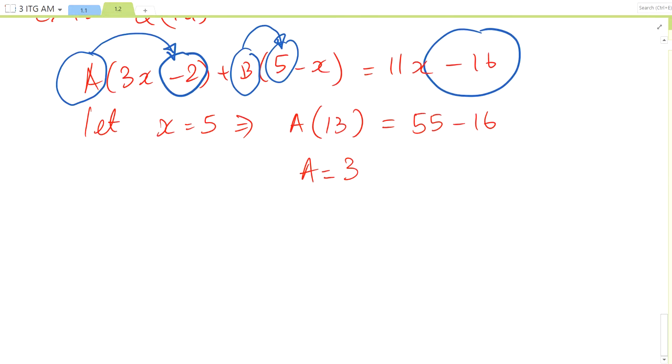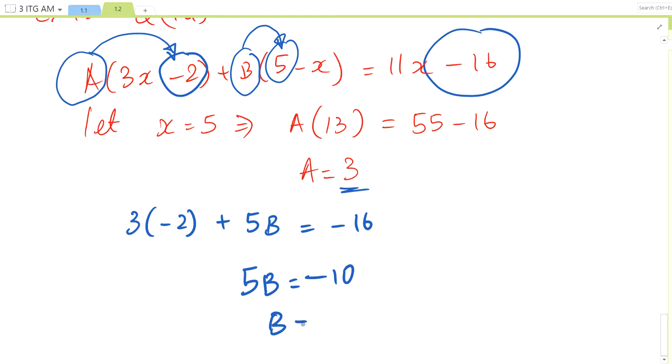Okay, let's see what happens. So what I'm trying to say is that a, which is the value 3, 3 times negative 2 plus 5b equals negative 16. This is what I'm trying to say. Therefore, 5b equals negative 10. b equals negative 2. Is it correct? Yes. So is this the same way as you did it? Yes. Are you sure? Same way?